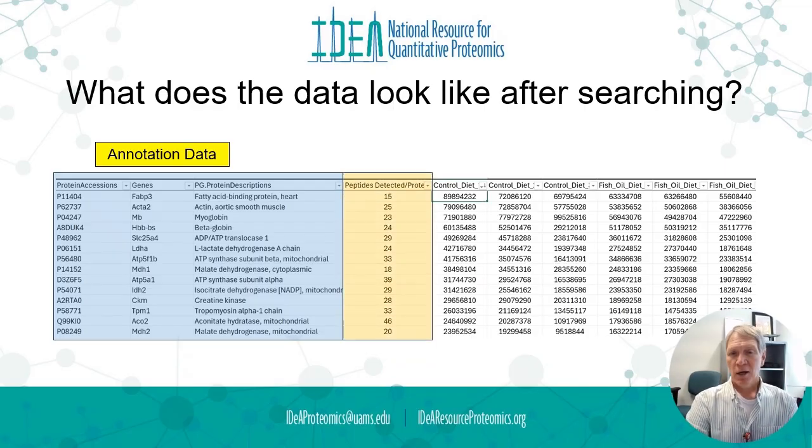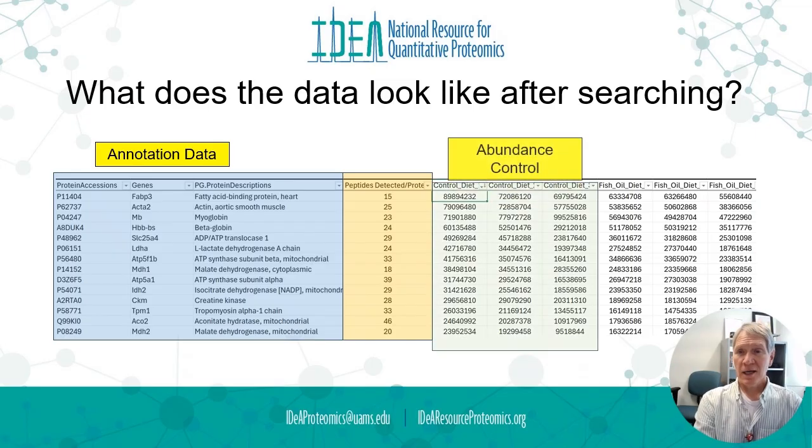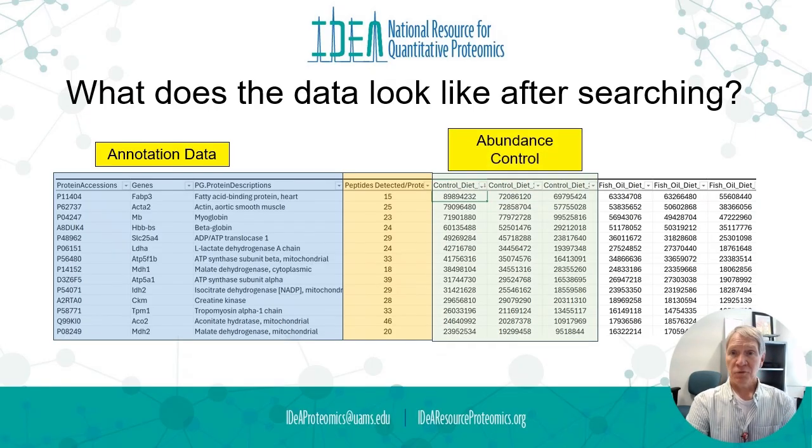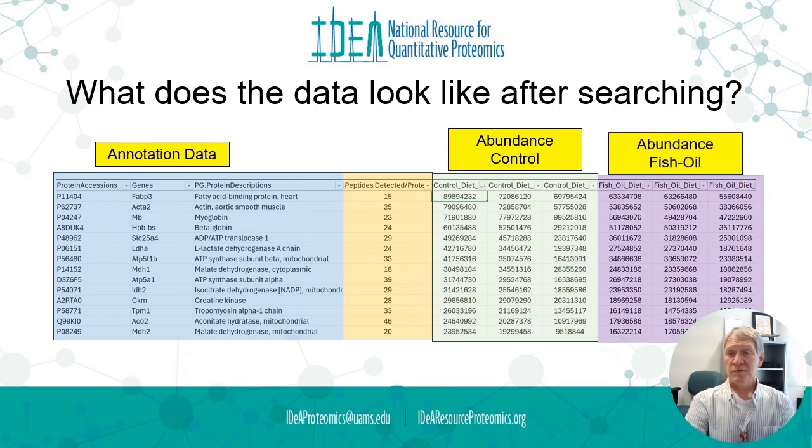You've also got maybe some information that you want. For instance, it might be helpful for you to know how many peptides were detected per protein. That can give you some idea of the strength of that identification. And then you're going to have some abundance information for your control, and some abundance information for your fish oil group.